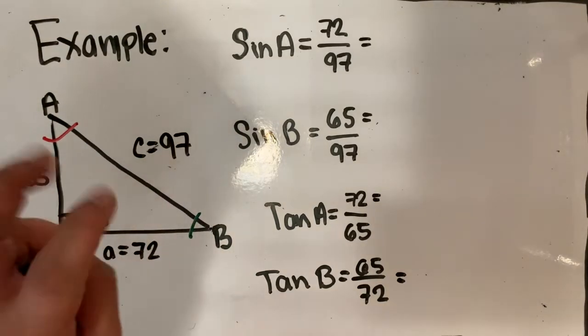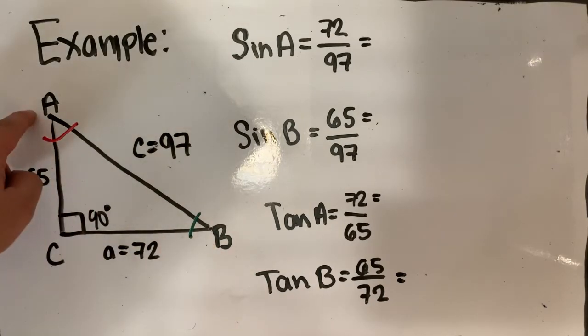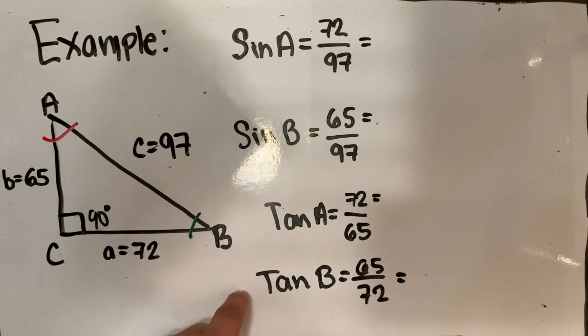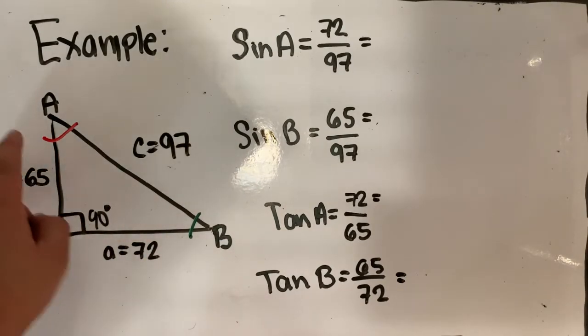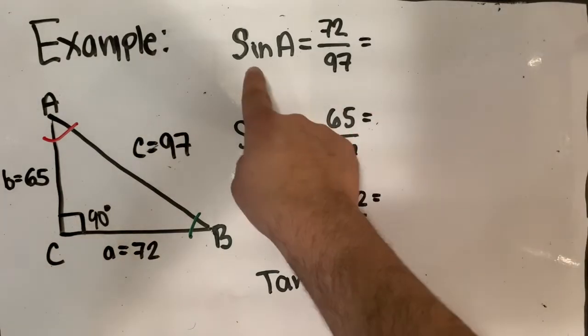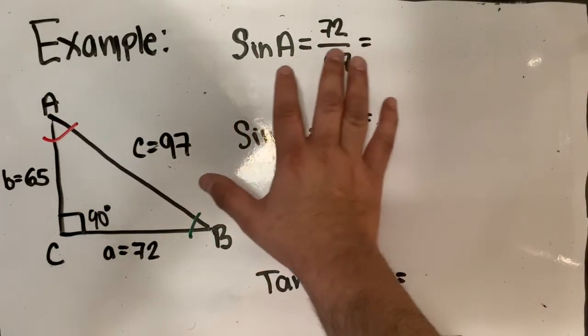But we have no idea until now what is the measure of angle B and angle A. With trigonometric functions, we are going to find out the measure of the angle A and angle B. Okay, let's start with the calculator. Sine of A. The first thing that I have to do is to pick trigonometric functions.